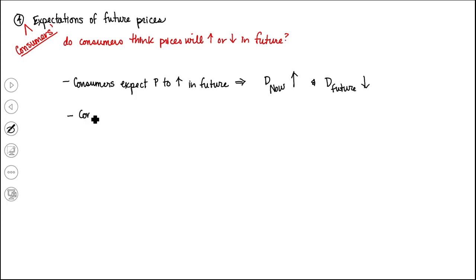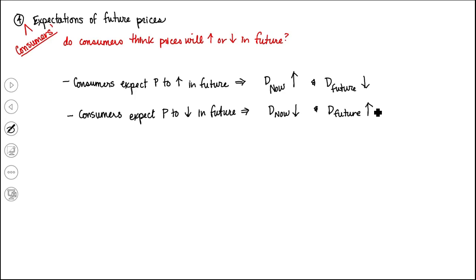What if instead consumers expect price to decrease in the future? If consumers expect price to decrease in the future, then what's going to happen? Then what do I want to do? I want to buy it now or later? Yeah, later, right? I want to wait. So here, demand now is going to go down because I want to wait, and then my demand in the future will go up. All right?